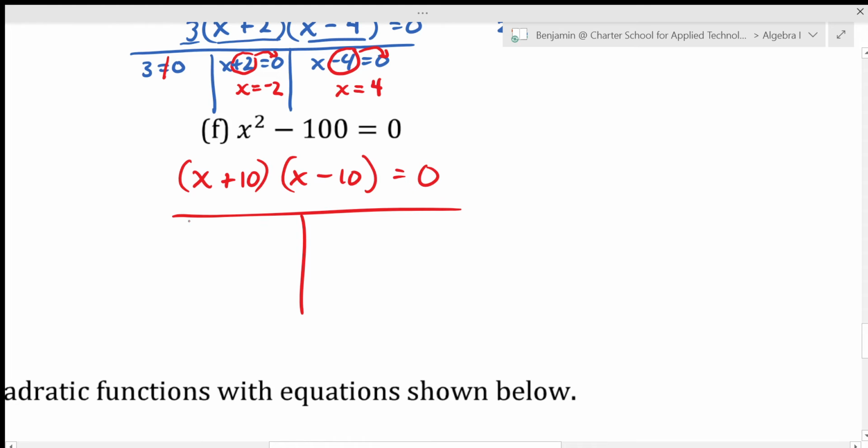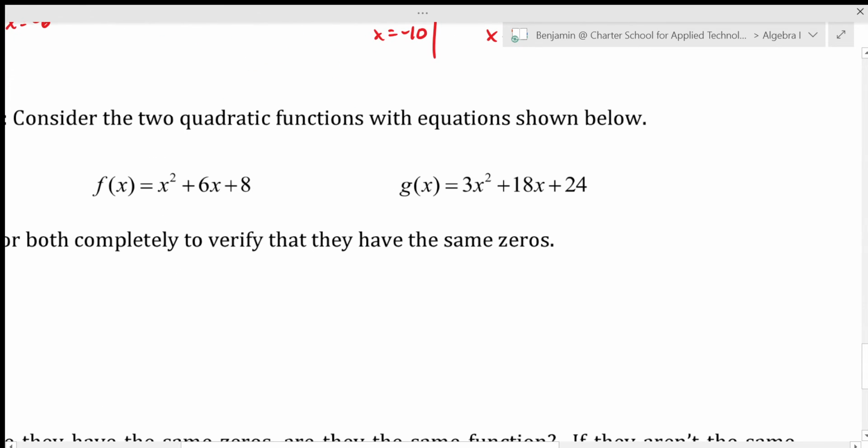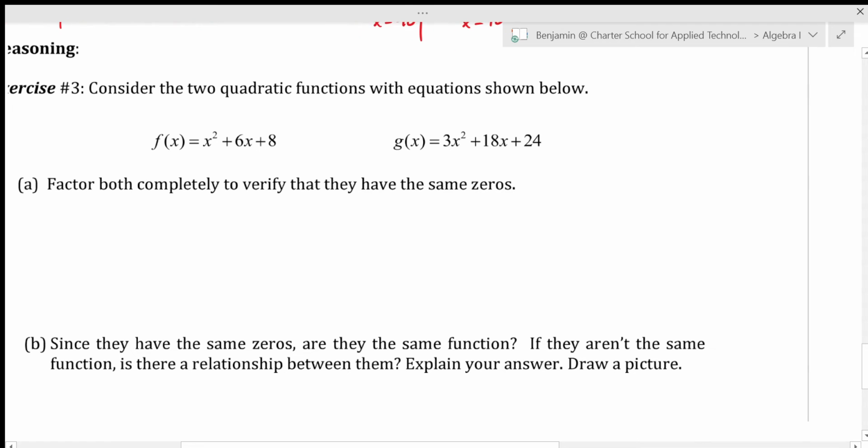If I talk about this, x plus 10 equals 0, so x equals a negative 10. x minus 10 equals 0, so x equals a positive 10. And the last part right here, we have to verify that they both have zeros.